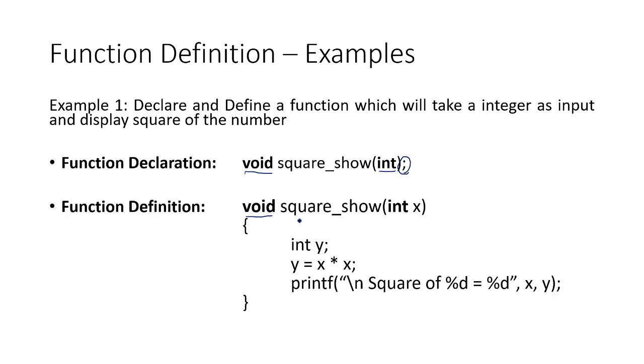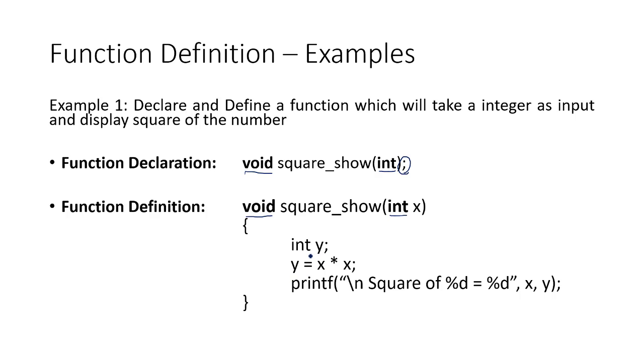The name should match, and the name is case sensitive, so it is matching. Then the input argument should match, so it is integer, and here we need to specify the formal argument. After that we can start our function body using the opening curly brace. Within that we are declaring another variable y, which is of integer type, because we are taking an integer value from the user and the square will be an integer, so y can be an integer.